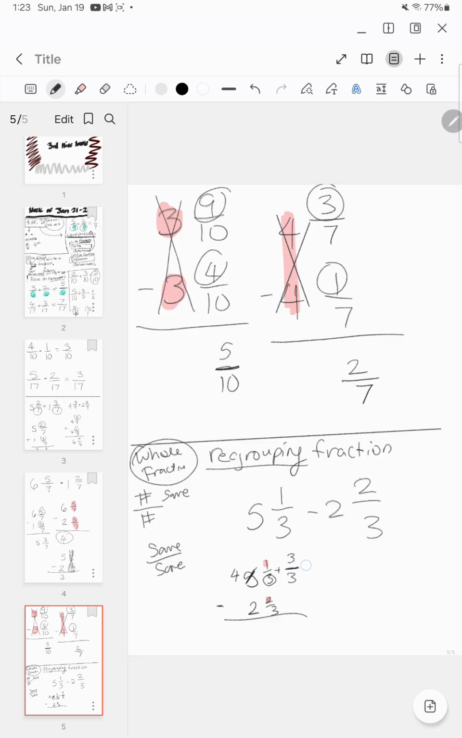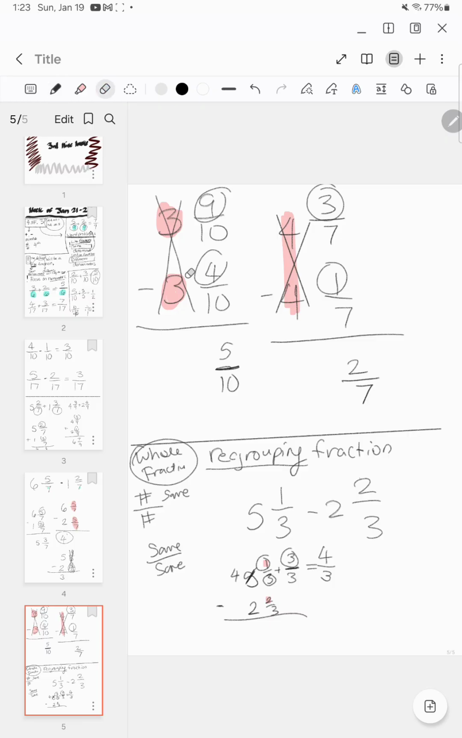Now, the next step you have is you're going to borrow and then add that whole because, again, you're borrowing it. You're making it bigger. Just like if you were to borrow 10 and add it to yourself, you're going to borrow a whole and add that to himself. So 1/3 is going to add 3/3 to himself. And the denominator will still stay the same, but 1 plus 3 is going to be 4. So now we can actually subtract because 4 is bigger than 2.